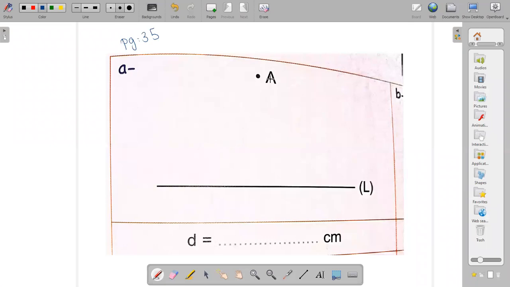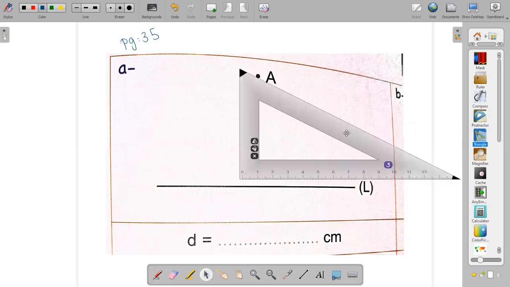In order to measure the distance from this point to the straight line, the shortest distance is the perpendicular. The fastest way to move from this point to reach this line is the perpendicular. So I will draw first a perpendicular line. I will bring now the set square ruler to draw a perpendicular line to this line. This line, I name it L.